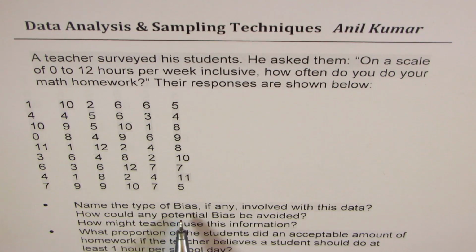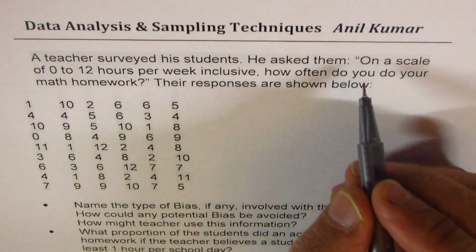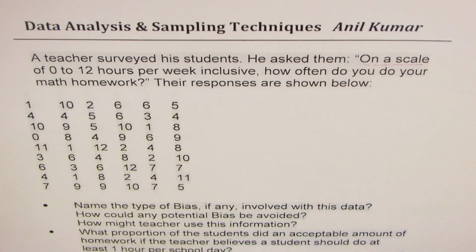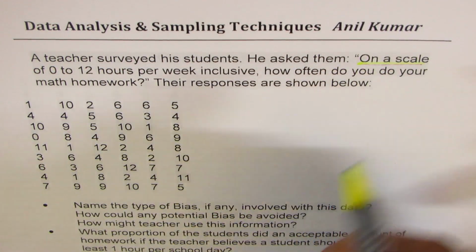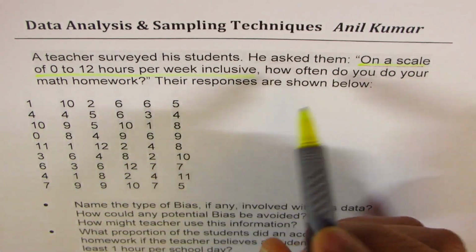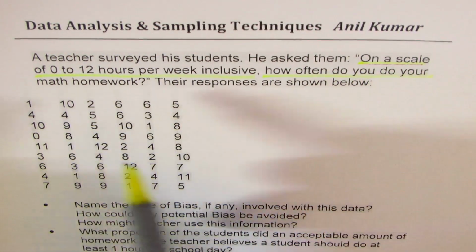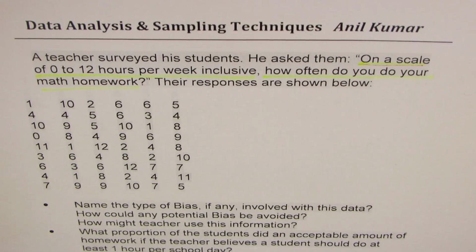Name the type of bias. So do we have any kind of bias? The question is, on a scale of 0 to 12 hours per week inclusive, how often do you do your homework? So a teacher is asking students in a class. So what type of bias do you think? Here it is. And why do you think so? That is very important to understand. It's an open question. Everybody can answer.